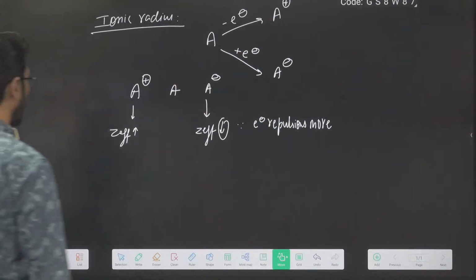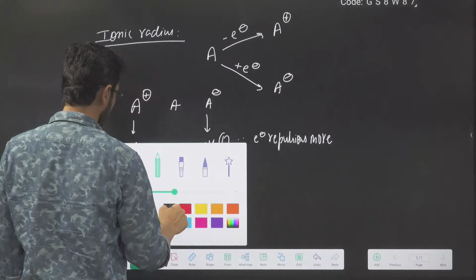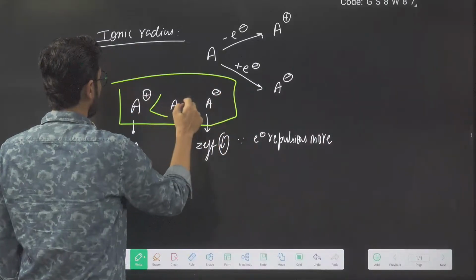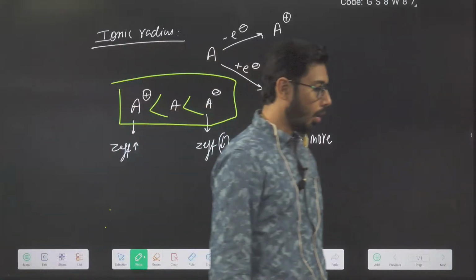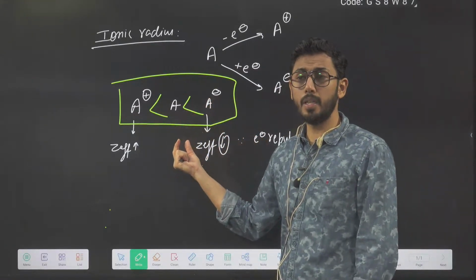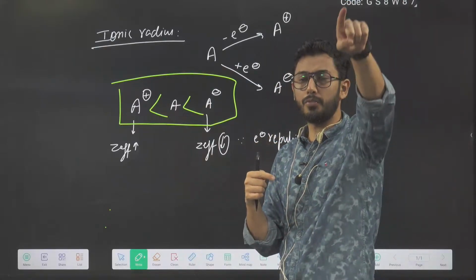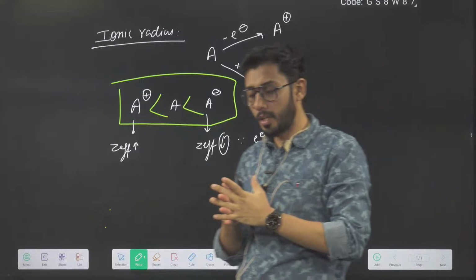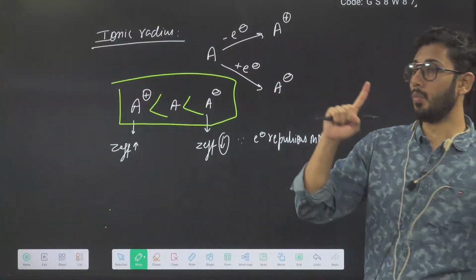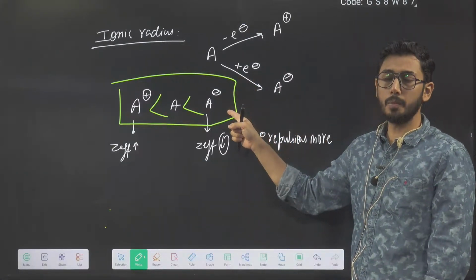So what should be the correct order? The correct order should be: anion will always be more than which one? Its neutral atom, because anion means more number of electrons, more electronic repulsions, more distance away from the nucleus, because more electronic repulsions means attraction force of the nucleus will be less with the outermost shell electron. Okay? So anion will always be more than its neutral atom.